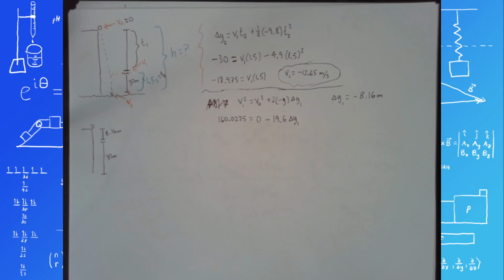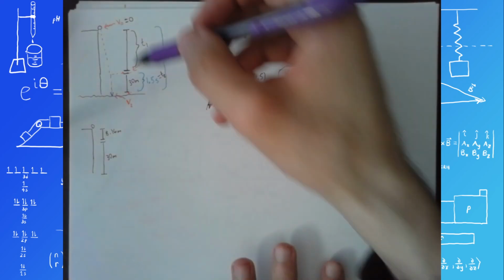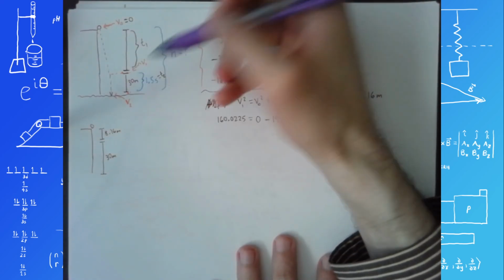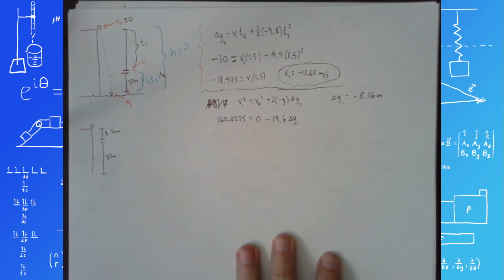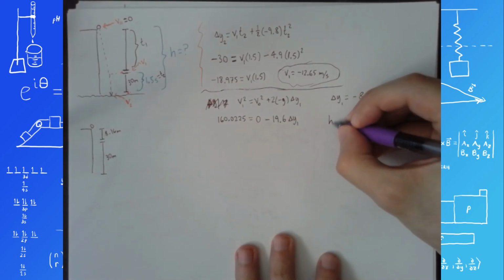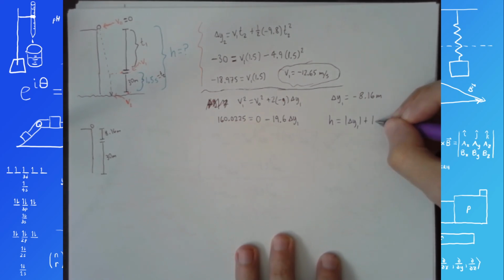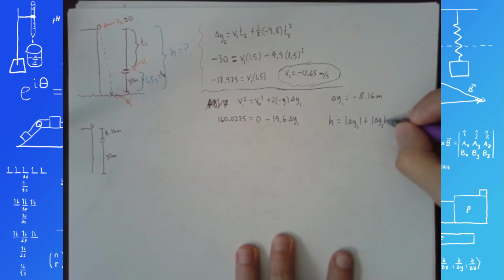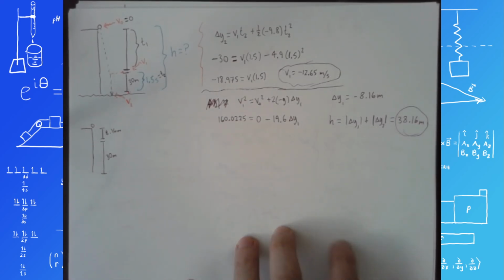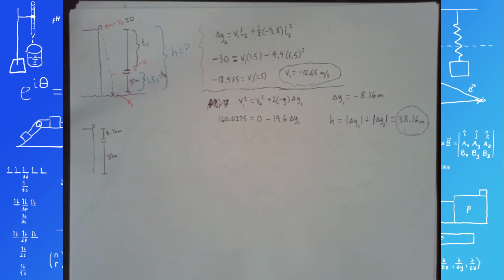Okay, I think that takes care of the problem, right? From what height above the ground did it fall? No, we're not done yet. The total height: if it dropped 8.16 meters here and 30 meters here, then I need to add those together, 30 plus 8.16. h is going to be the absolute value of delta y1 plus the absolute value of delta y2, which equals 38.16 meters approximately. And that takes care of that problem.